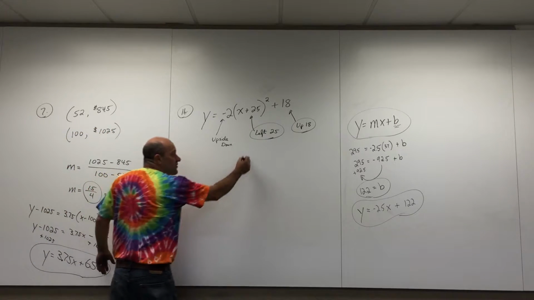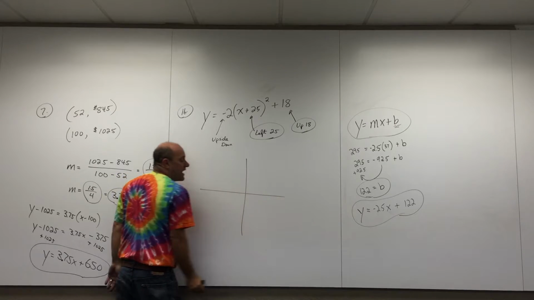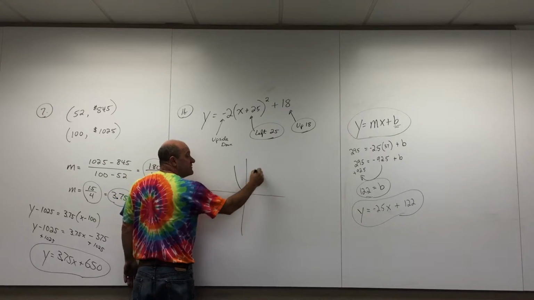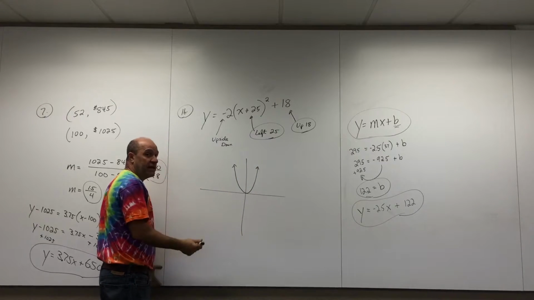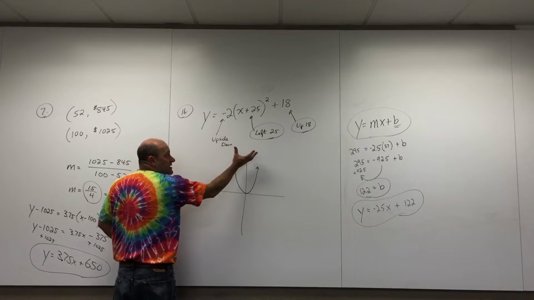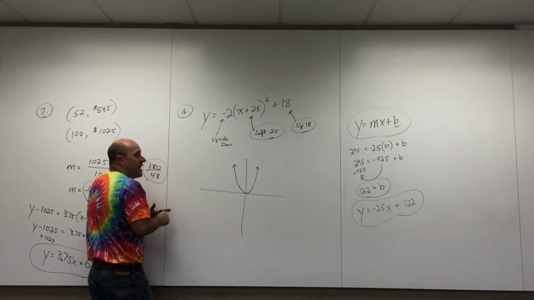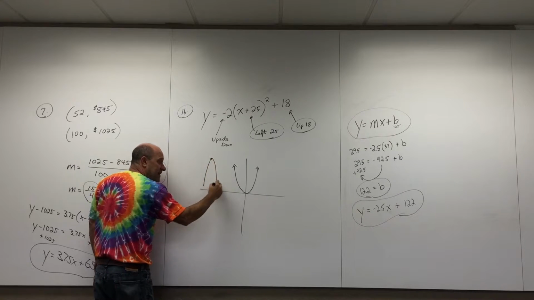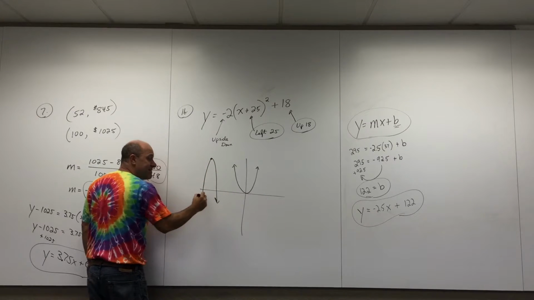Anyway, I can easily graph this now, I think. I can take my basic parabola, and one more time, it lives here like this, but I can take it and do what it says: up 18, to the left 25, and then it is flipped upside down and maybe a little skinny. So, are you happy with that?